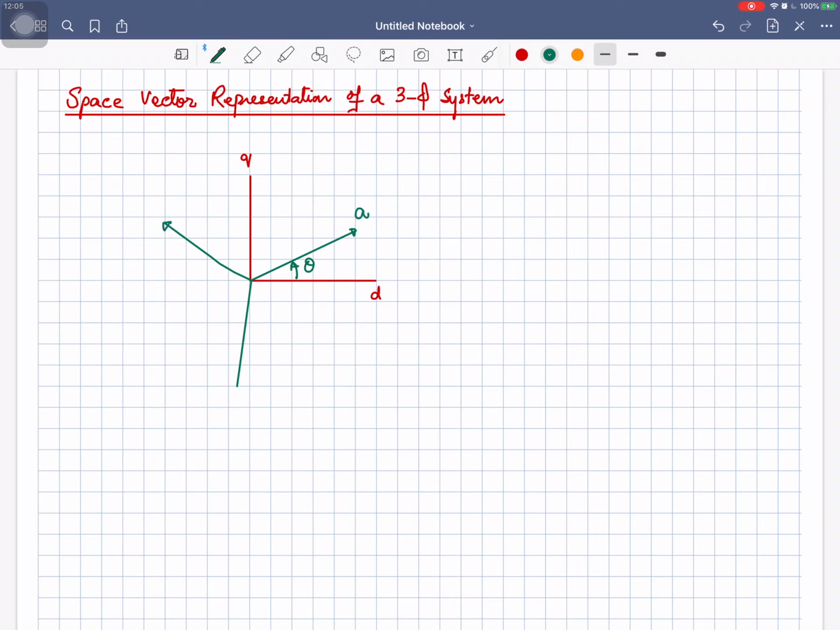Then phase B will be at the angle of 2 pi by 3 from our phase A, and phase C will be at the angle of 2 pi by 3 from phase B. So in a balanced three-phase system, all of these are at the angle of 2 pi by 3 with respect to each other. Now if I take the projection of phase A along d-axis, that will be this component, and if I take the projection of phase A along q-axis, this will be the q component.